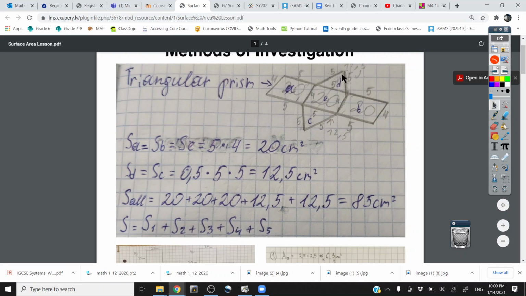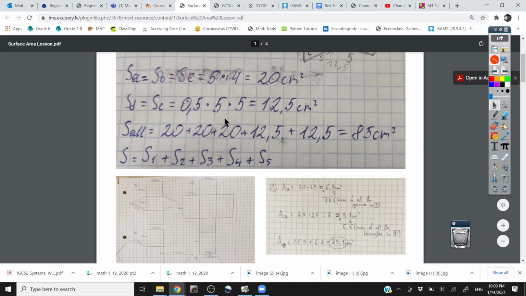People were drawing the net for whatever type of 3D prism we gave you. This net is great, and then people label all the sides, find the areas of those pieces, and then finally sum up all of those areas to get the surface area of the whole thing, which is like the wrapping paper that would go around the outside of this prism. So great, if you had methods like this, I super support that.